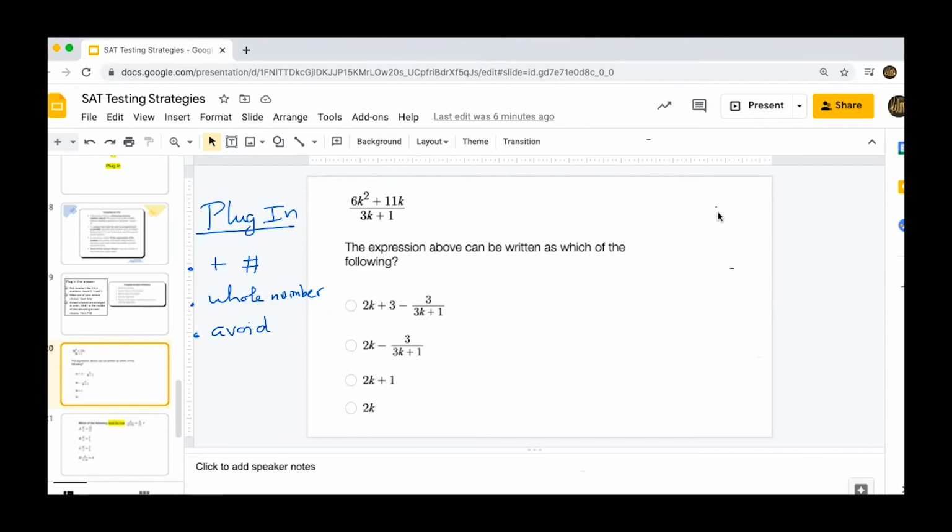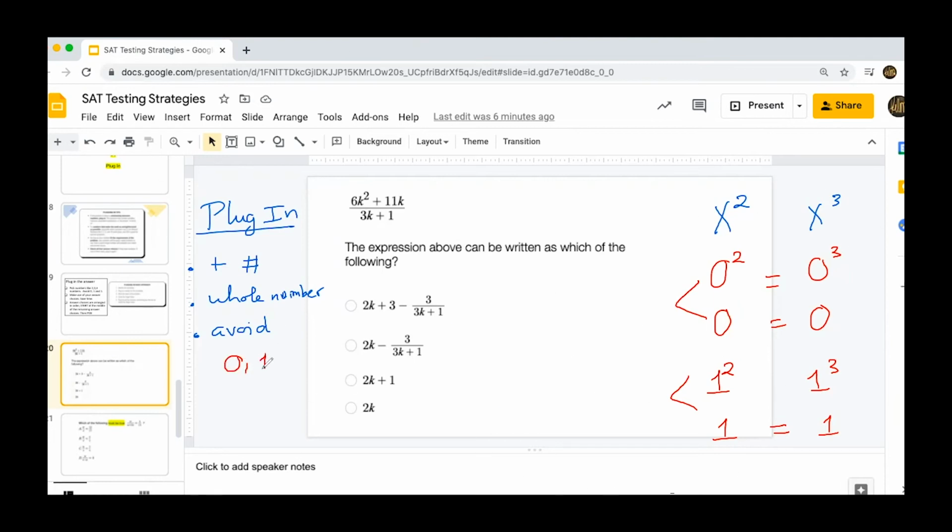For example, if I have x squared and x to the power of 3, constantly x to the power of 3 is bigger. But if I plug in 0, 0 squared is still 0. 0 to the power of 3 is also 0. Therefore, they're both exactly the same. We cannot even compare. Likewise with 1, 1 squared is also 1. 1 to the power of 3 is also 1. So they have the same value. Therefore, I cannot compare. So 0 and 1 are not good numbers to use.